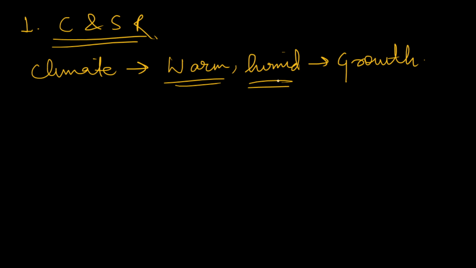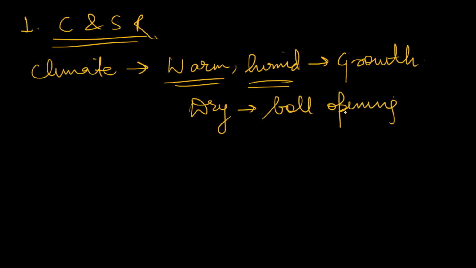But when the ball opening stage is there, the climate should be dry during the ball opening stage, because if the climate is more humid during this stage, the fibers of cotton would take up moisture and the quality can deteriorate. That is why it should be dry during ball opening stage, and temperature should be around 20 to 30 degrees Celsius.